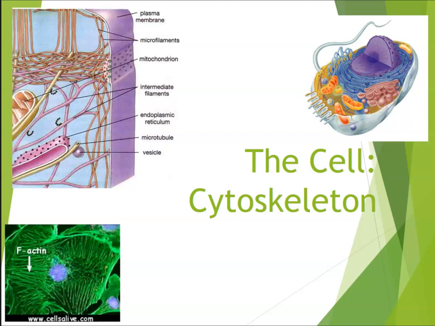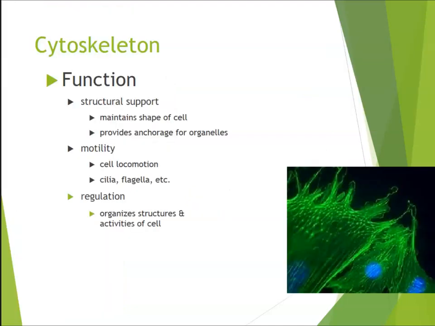Today's lesson is on the cytoskeleton. The cytoskeleton has a couple of different functions, and there are 3 different types of cytoskeleton. The function is to maintain structural support of the actual cell, the shape of the cell. It provides anchorage for the organelles.